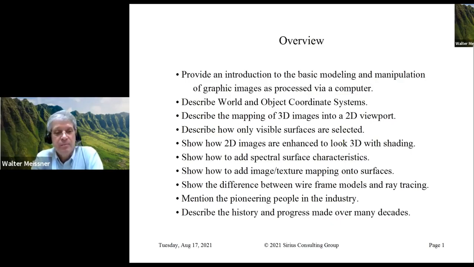So what I'll be going over is I'll provide an introduction to the basic modeling and manipulation of graphic images as processed via computer. I will describe the world and object coordinate systems used in that framework. I'll describe the mapping of 3D images to a 2D viewport. I'll describe how only the visible surfaces are selected. I'll show how 2D images are enhanced to look 3D with shading. I'll show how to add spectral surface characteristics, image and texture mapping onto the surfaces. I'll show the difference between wireframe models and ray tracing. I'll mention some of the pioneering people in the industry, and I'll be going over the history and progress made over many decades.